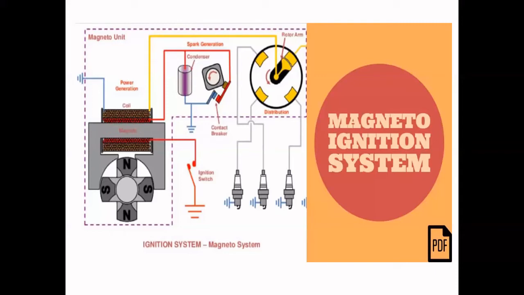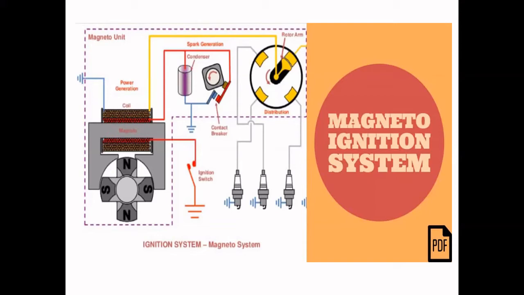When the engine starts, the magneto starts rotating, driven by the engine, and it produces voltage. The magneto starts producing current. Current is nothing but voltage. The higher the rotation of the magnet, the greater the amount of voltage produced by the magnet.